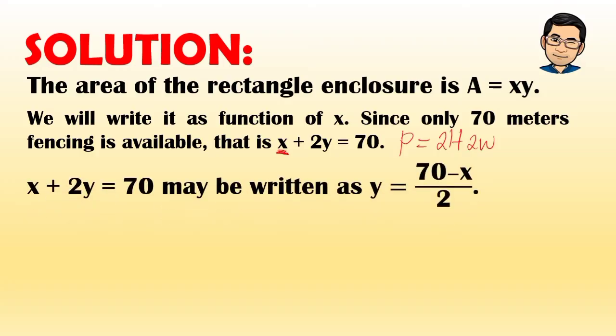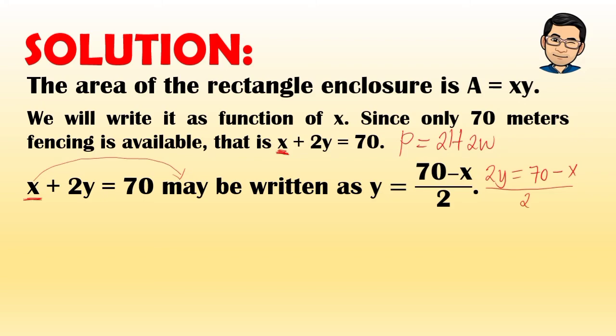Next, x plus 2y equals 70 may be written as y equals 70 minus x all over 2. Paano yun? Ang gagawin natin, itong x na to, ililipat natin, itatranspose natin sa kabila para maging 70 minus x. Then, 2y equals 70 minus x. So, divide natin sa 2 para mawala yung numerical coefficient ng y. So, 2y divided by 2, that is y. And then, 70 minus x over 2.